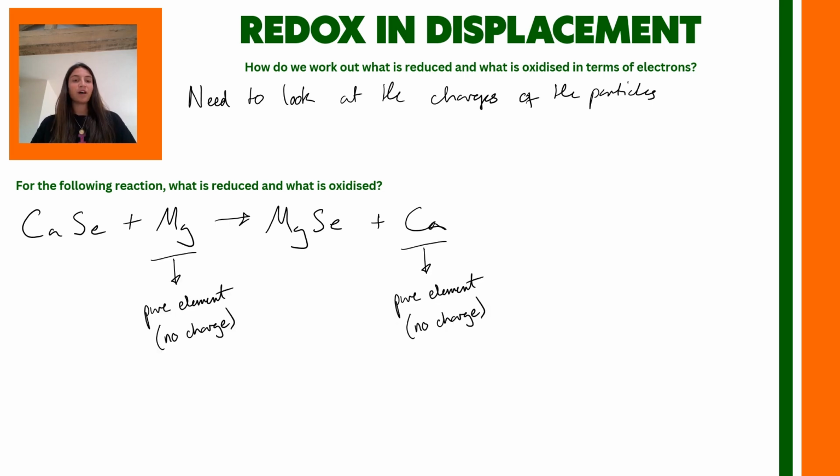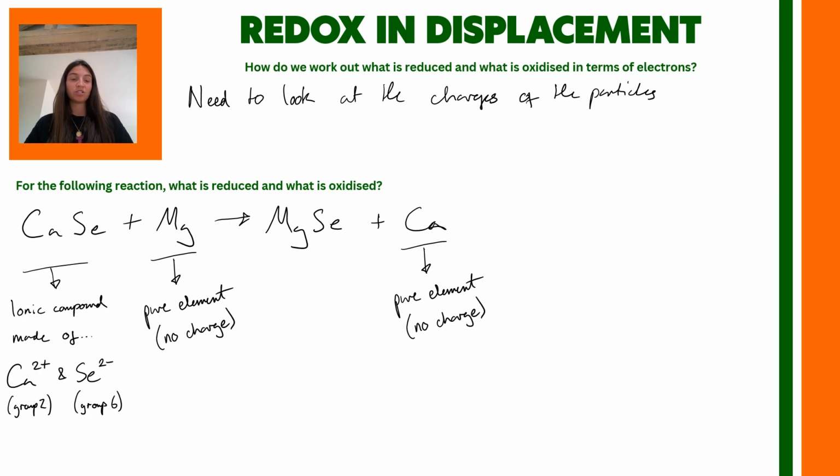So first things first, my magnesium there is just, it's a pure element, so it has no charge as part of my reactants on the left. And then my products on the right, that calcium there is a pure element and has no charge. This though here, we've got our ionic compound, okay? And that is my calcium selenide, and it's made up of calcium ions and selenide ions.